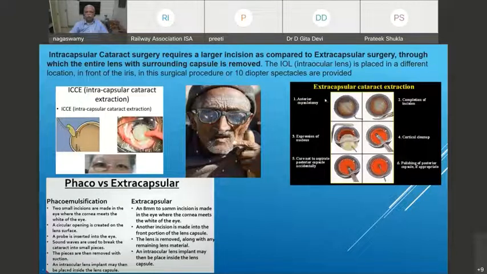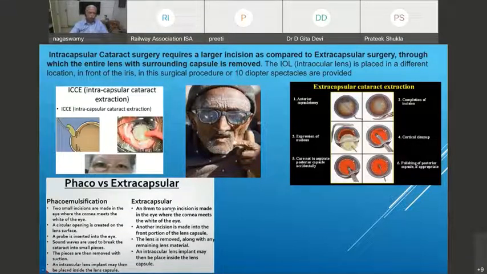If it is an extracapsular surgery, you make an incision on the anterior capsule, expel the nucleus, and then clean up the posterior capsule, and then if you want, you can insert a lens also.